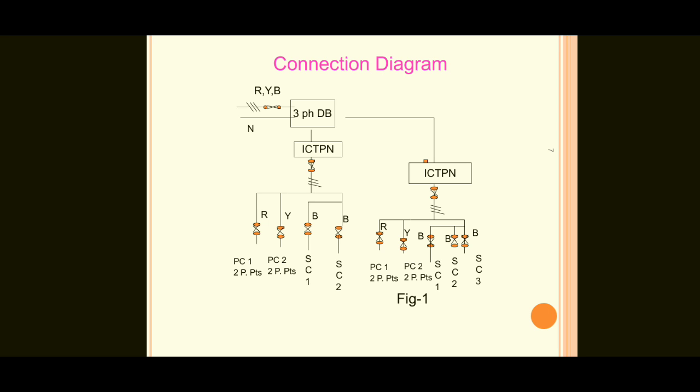Connection diagram. R, Y, B, red, yellow, blue, comes to the three-phase distribution point. Next goes to ICTPN, ICTPN. These are the different points.